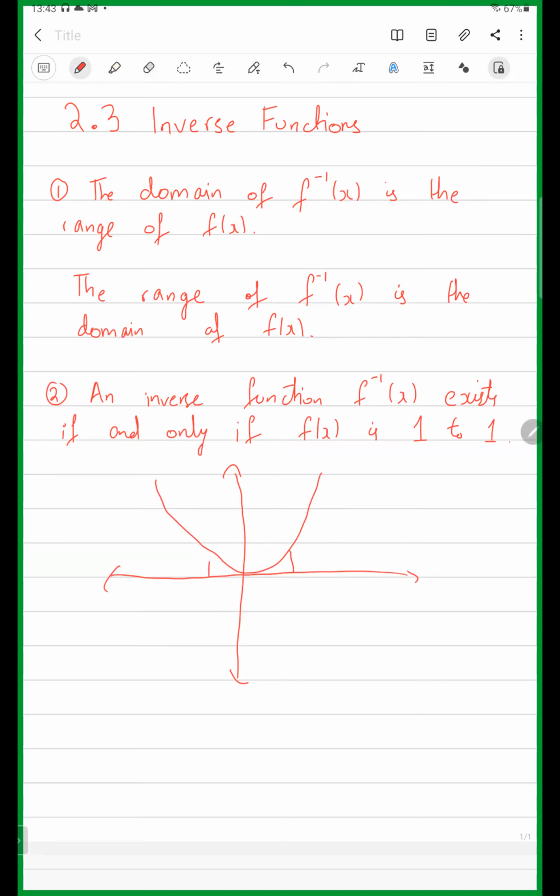For both of these x's, we have the same y value. This y value corresponds to 2 x values. So in short, many to one. 2 x values are corresponding to one y value.